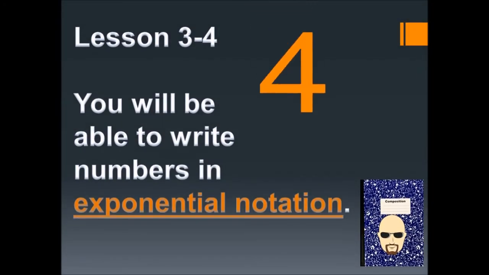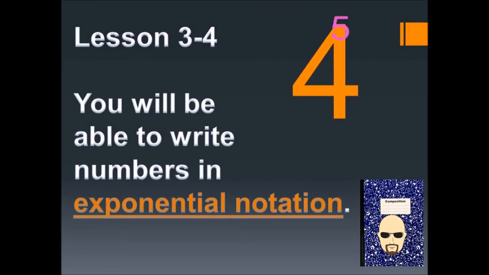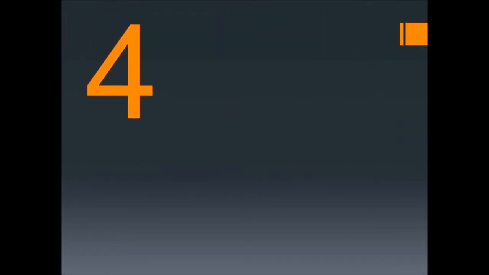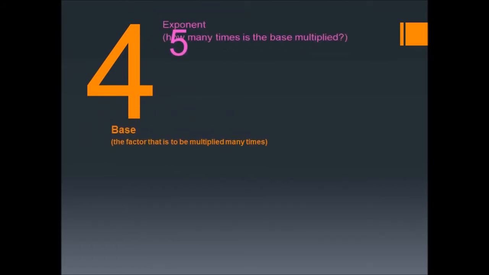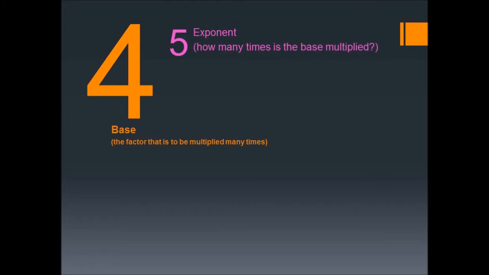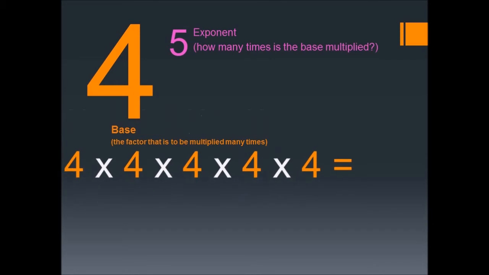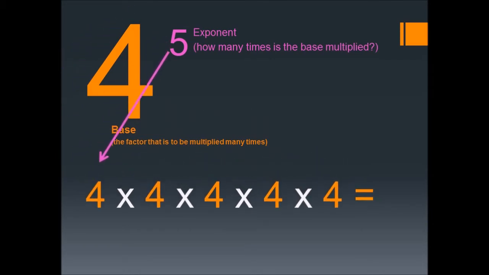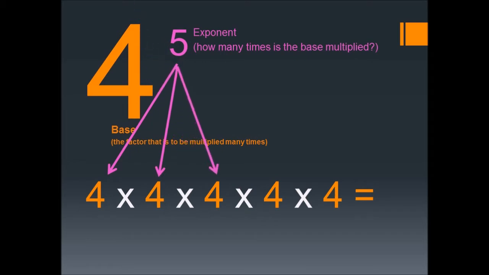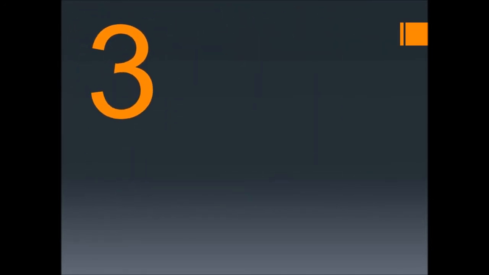Today your learning goal is that you will be able to write numbers in exponential notation. We use exponents when we're multiplying the same number by itself numerous times. In this example, we're multiplying 4 by itself 5 times. The base of 4 tells you the factor that's being multiplied. The exponent of 5 tells you how many times you'll see that factor. In this case, 4 to the 5th power means 4 times 4 times 4 times 4 times 4.